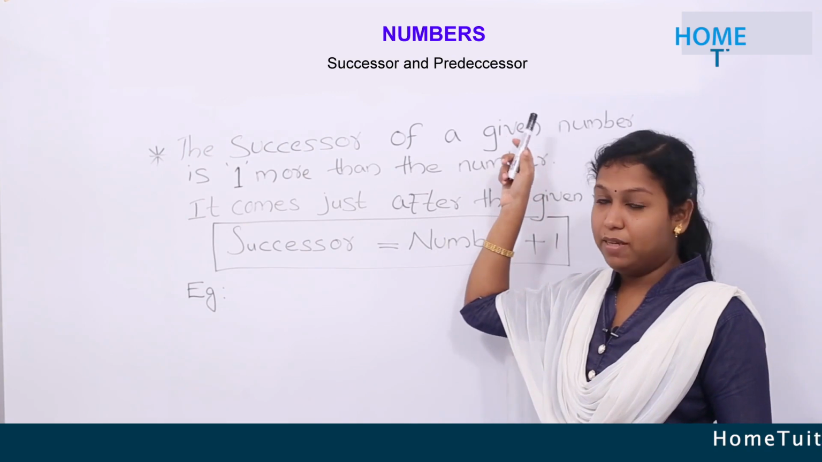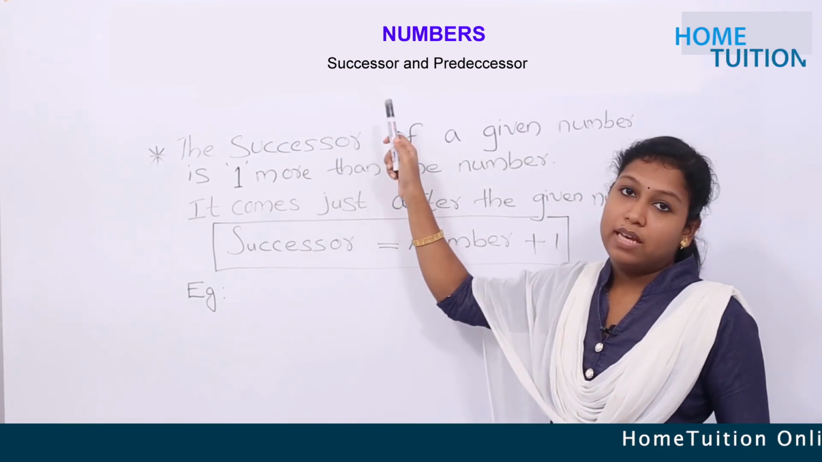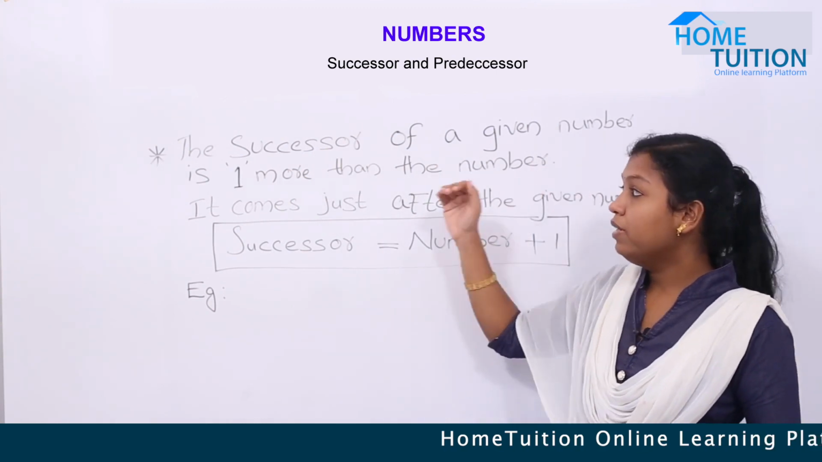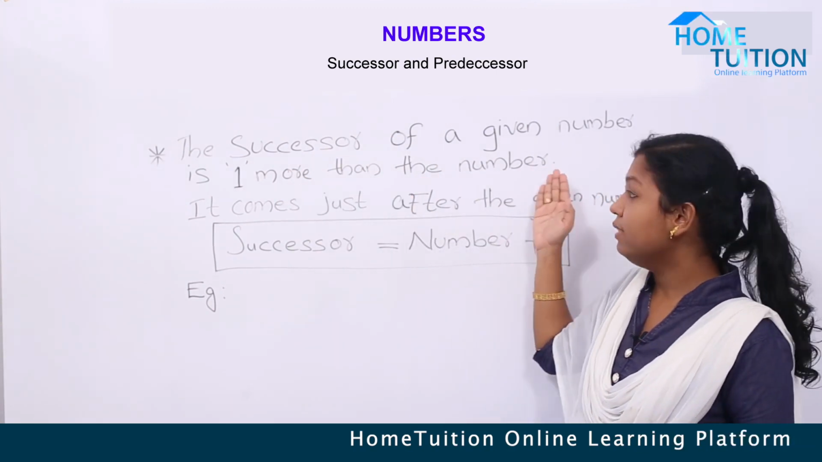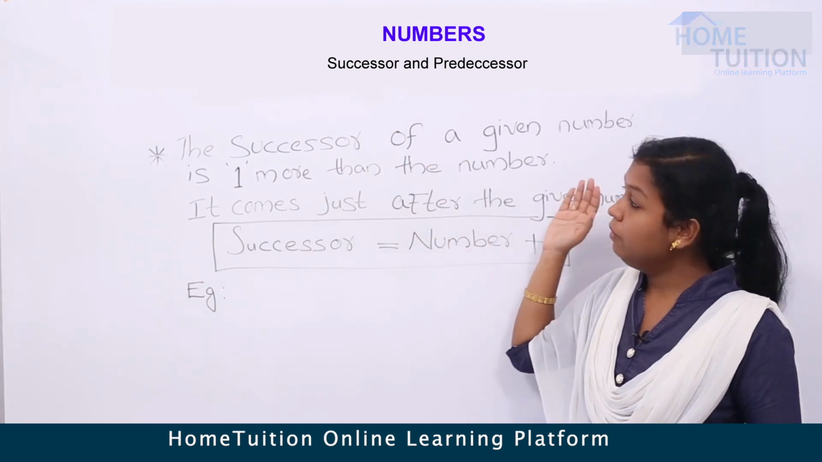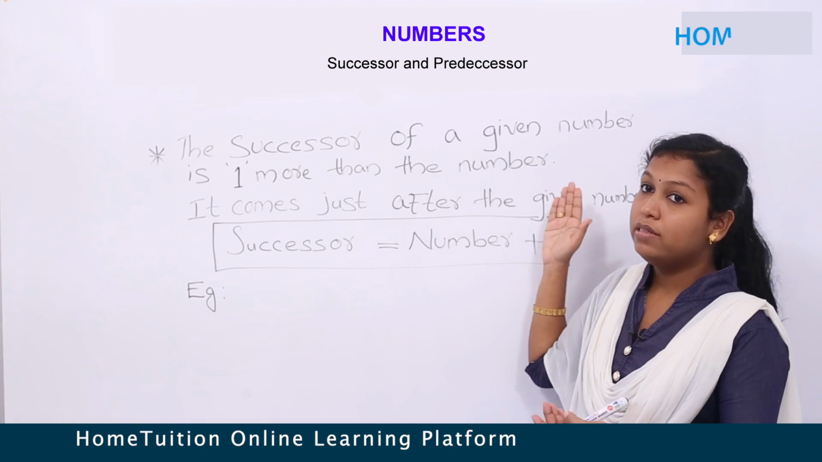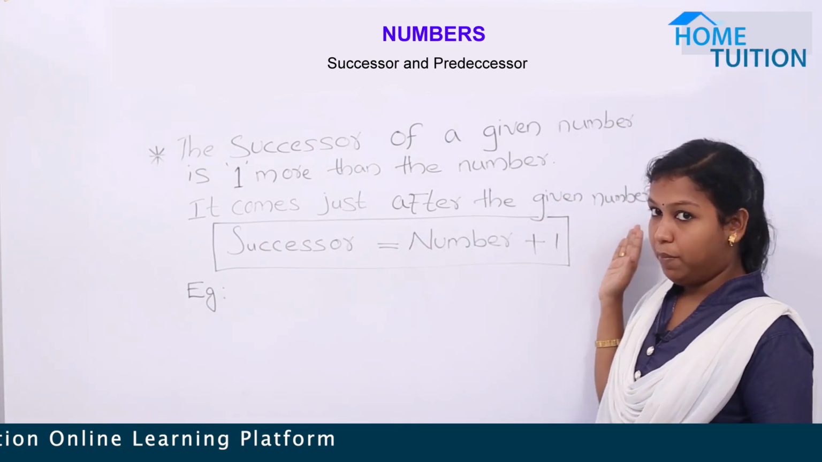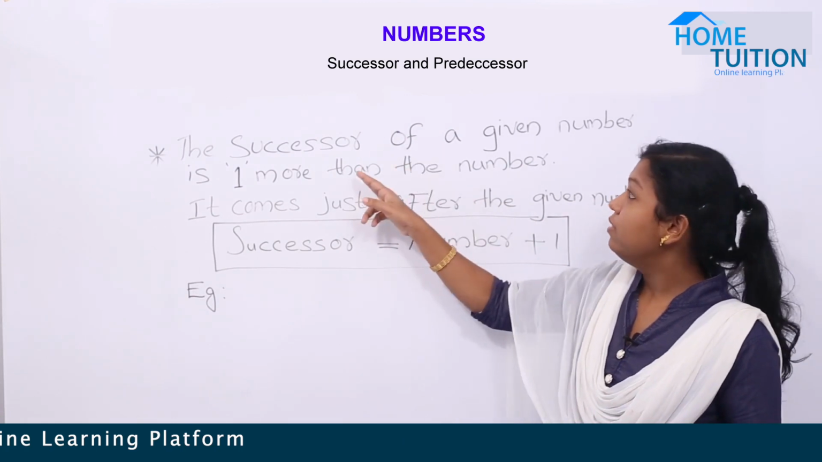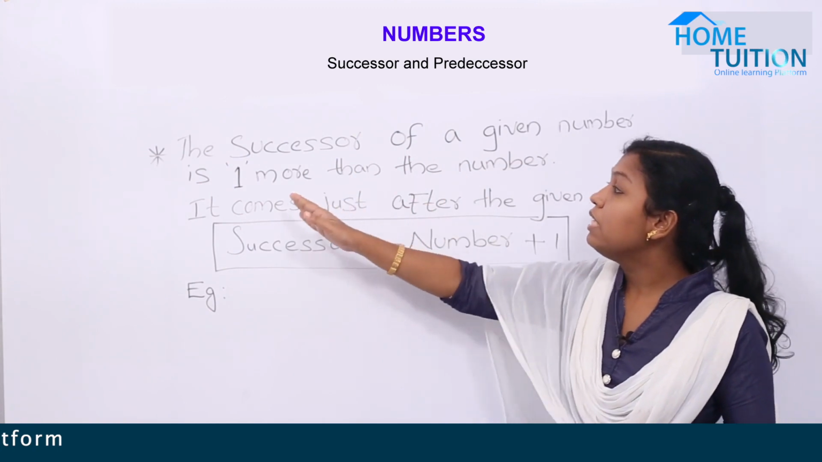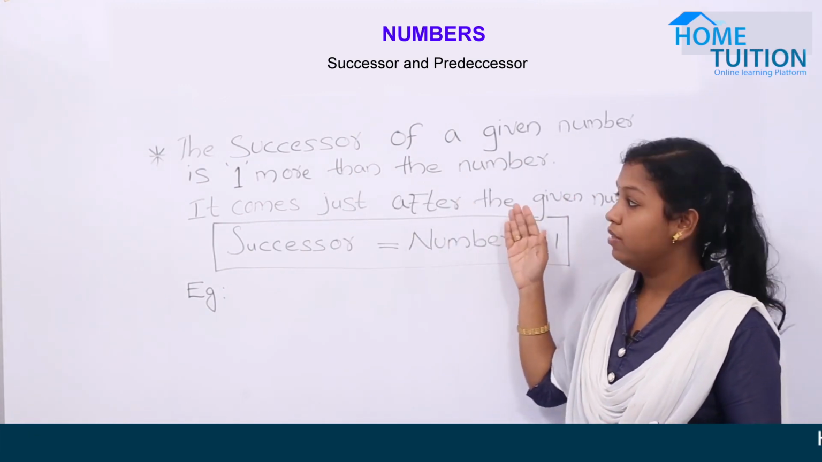Successor and predecessor. First we learn successor. The successor of a given number is one more than the number. Then it comes just after the given number. That is, successor means the next number.